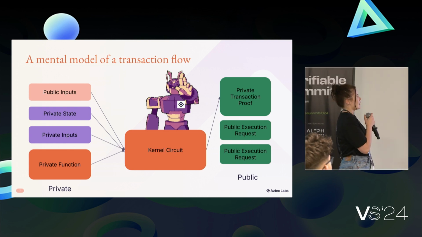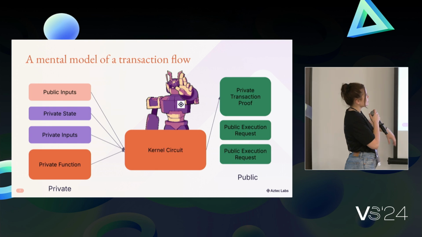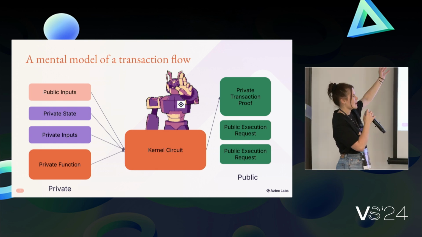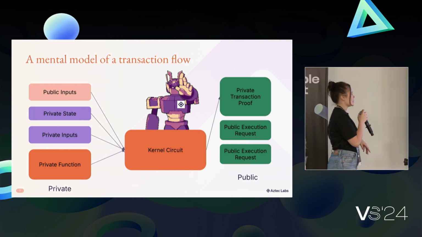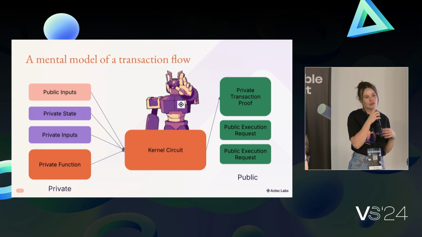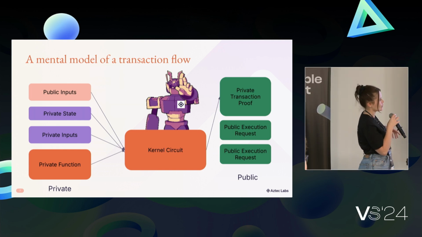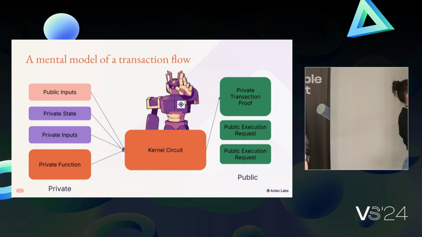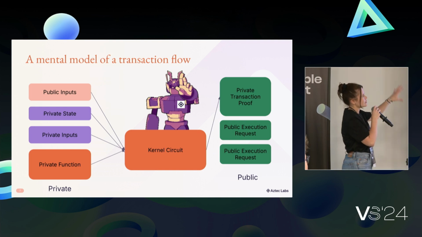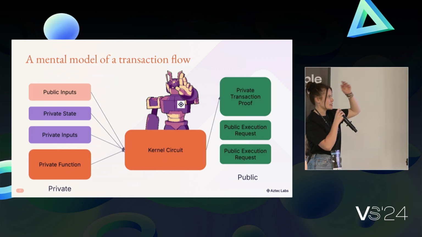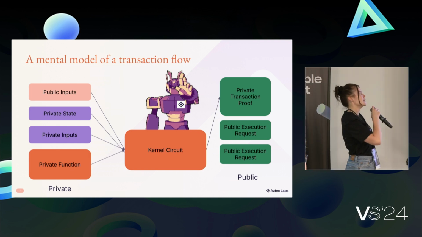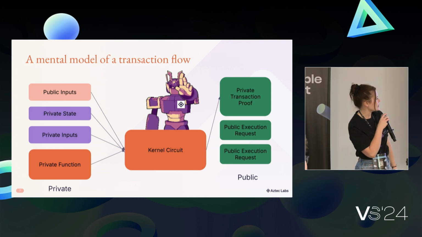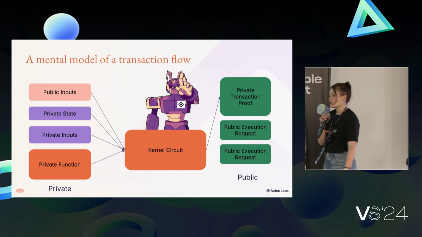So yeah, this is what a transaction would look like. This is a private transaction, so you're giving in private inputs, the private state that you have in your PXE, public inputs, and also whatever private function you want to execute. Then we've got a kernel circuit that will generate the proof that this transaction has gone through, and it creates this transaction proof, and then also whatever state needs to be updated publicly, it will generate that as well. So this all happens locally on your machine.